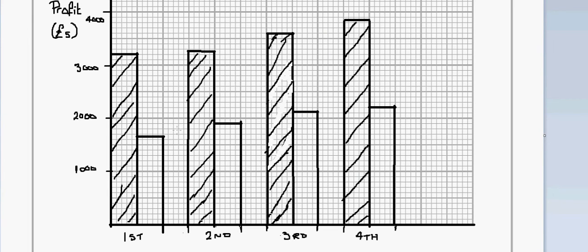Okay, so the key to this really is if you've got two pieces of information, we call this a comparative bar chart. So we're comparing the two bars, so one would be dairy, one would be livestock, and then we scale it to the highest value so that we can get it all on the graph, and then we just divide it up accordingly. Now I hope that helps.